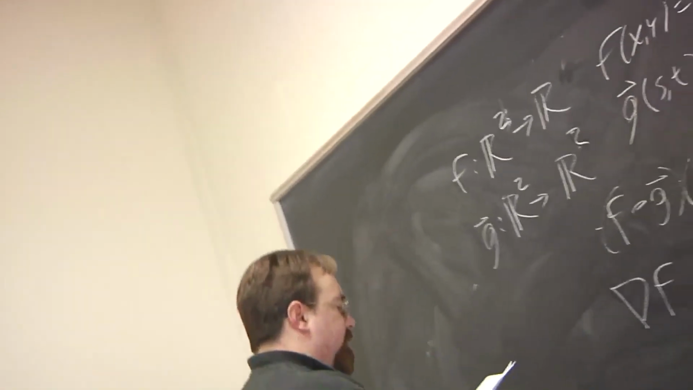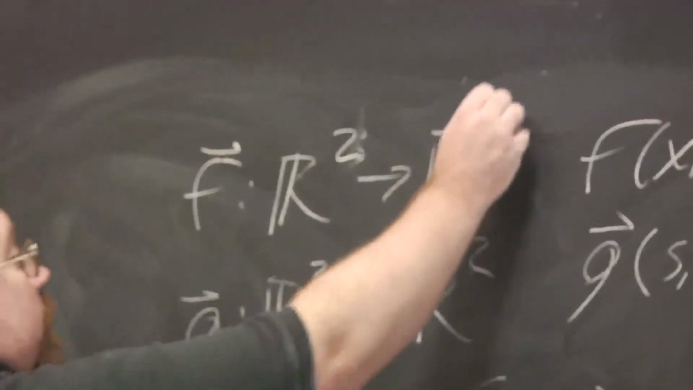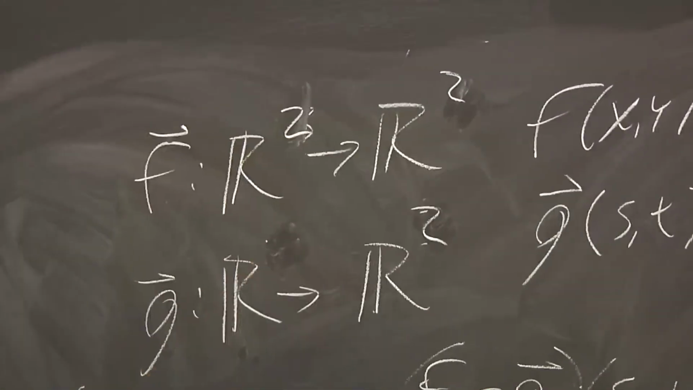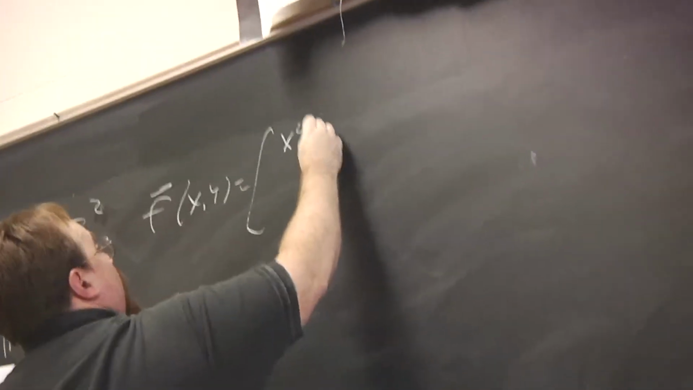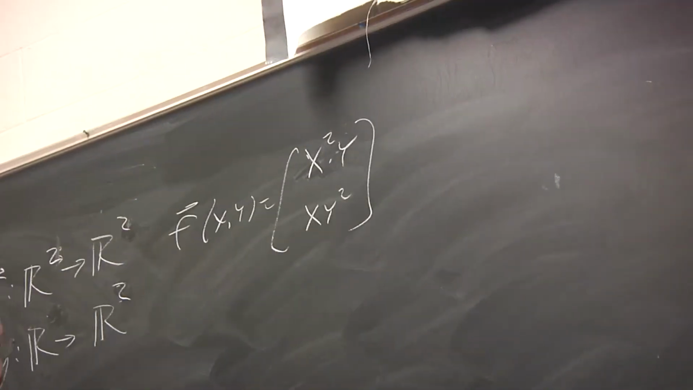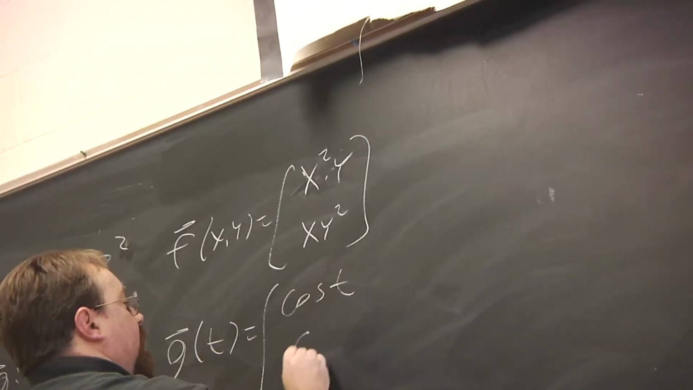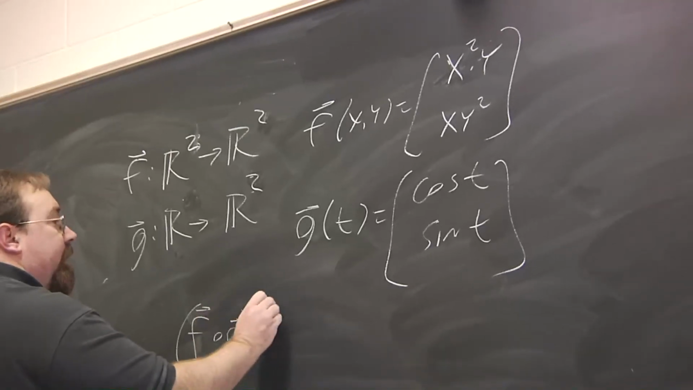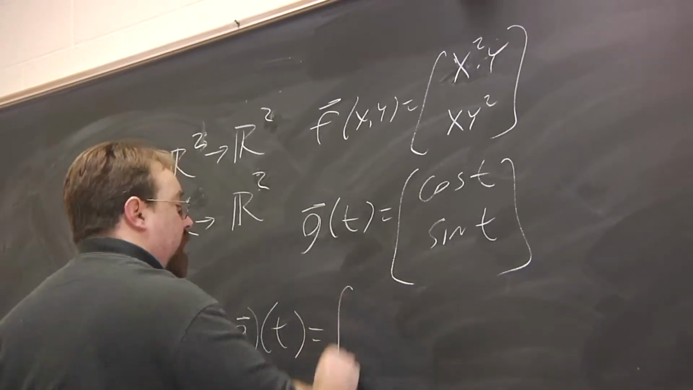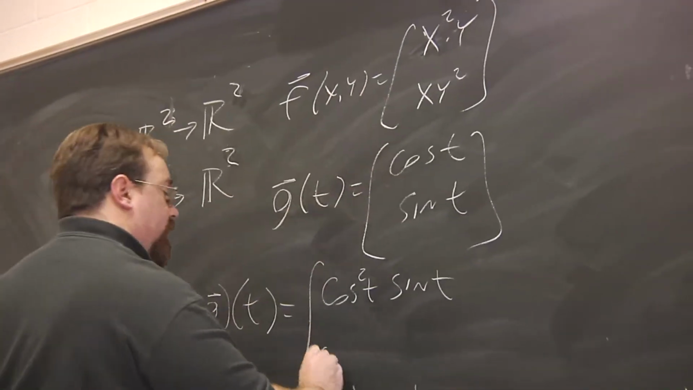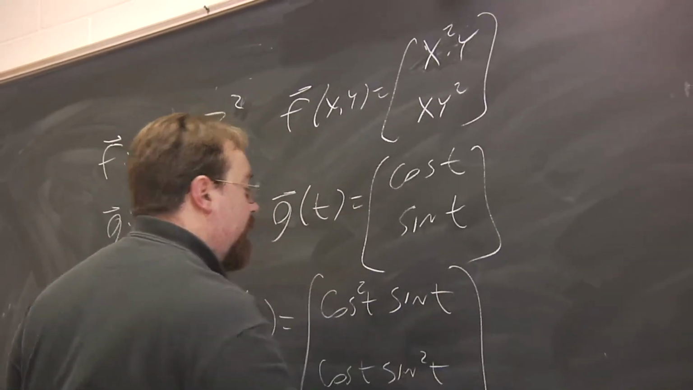Now f is a vector valued function that takes in two variables and outputs two variables. g is also a vector valued function. It only takes one variable in, two variables out. So f(x,y) is the vector (x squared y, x y squared). g, a function of the single variable t, has components cosine t and sine t. The composition is a vector valued function of one variable, so it's going to be cosine squared t sine t for the first component, and then cosine t sine squared t for the second component.